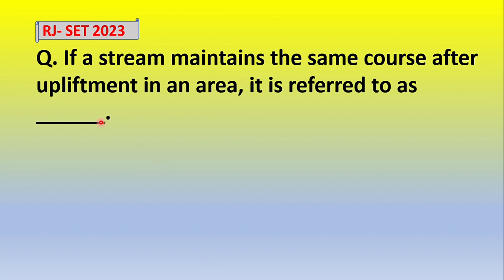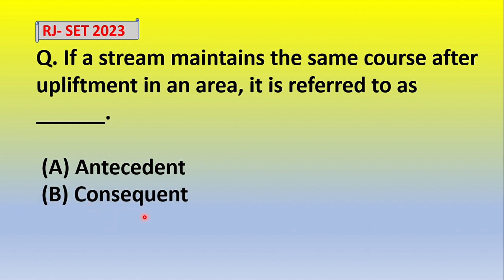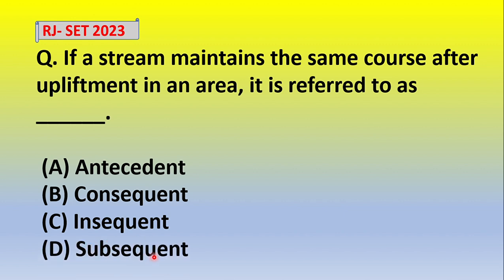Now next, if a stream maintains the same course after the upliftment in the area, it is referred to as option A antecedent, option B consequent, option C insequent, option D subsequent. So which one is the correct answer? Correct answer is the antecedent. Antecedent river is the correct answer.